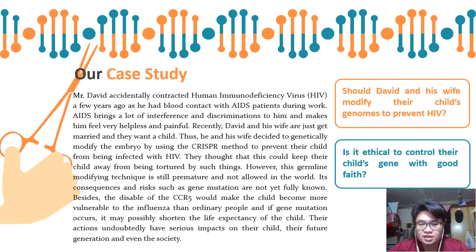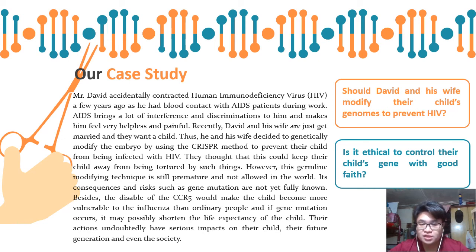In our case study, Mr. David is the AIDS patient. He contracted HIV few years ago and now he and his wife just get married and they wish for a child. And they decided to genetically modify the embryos by using the CRISPR methods to prevent their child from being infected with HIV. They thought this can keep their child away from the negative feelings as an AIDS patient.